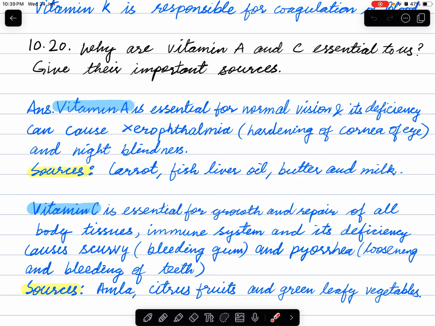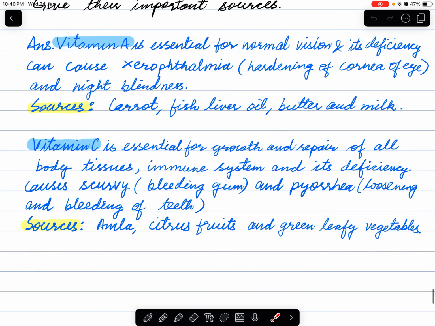Vitamin C is required for growth and repair of all types of body tissues, and also to have a good immune system. And if we have deficiency of vitamin C, we can have diseases like scurvy, that is bleeding of gum, or pyorrhea, that is loosening and bleeding of teeth. And the sources are amla, that is Indian gooseberry, and citrus fruits like orange or lemon, and green leafy vegetables.